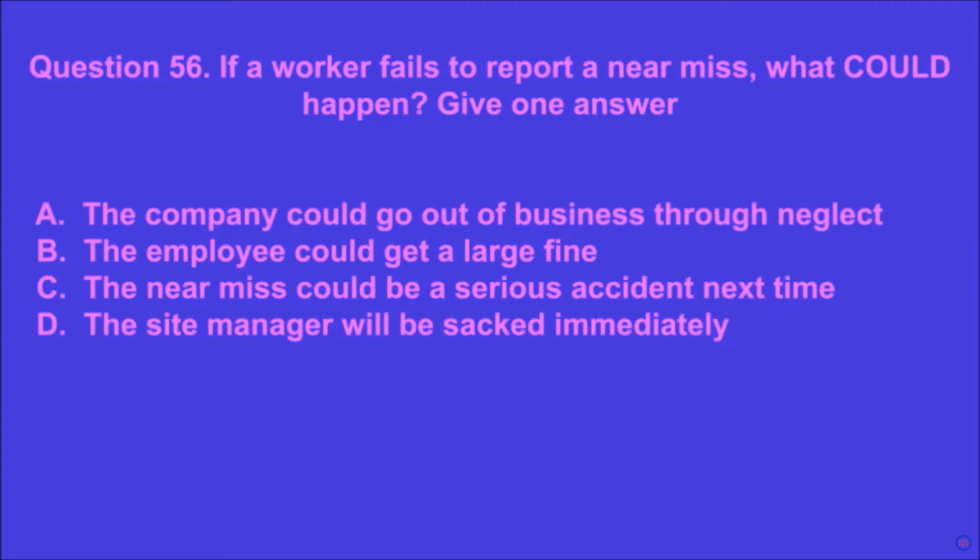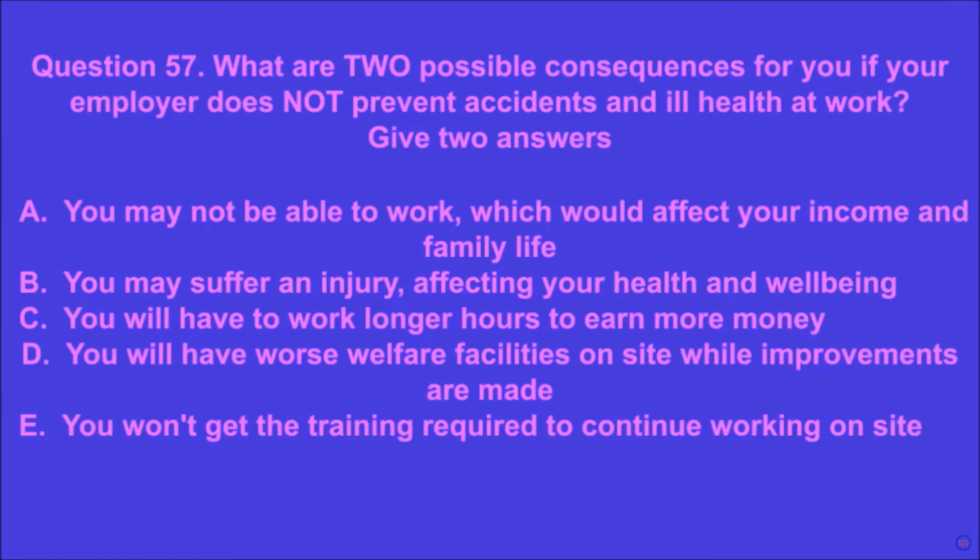Question 56. If a worker fails to report a near miss, what could happen? Give one answer. A. The company could go out of business through neglect. B. The employee could get a large fine. C. The near miss could be a serious accident next time. D. The site manager will be sacked immediately. Correct answer is C.